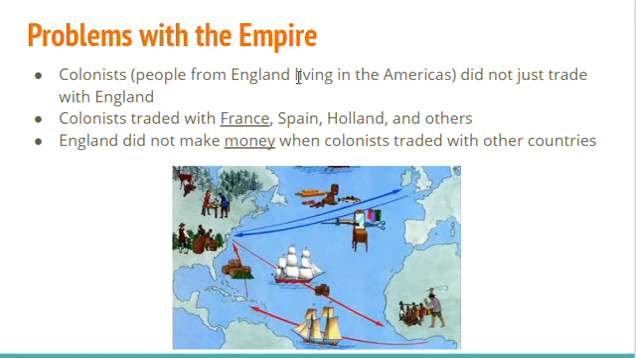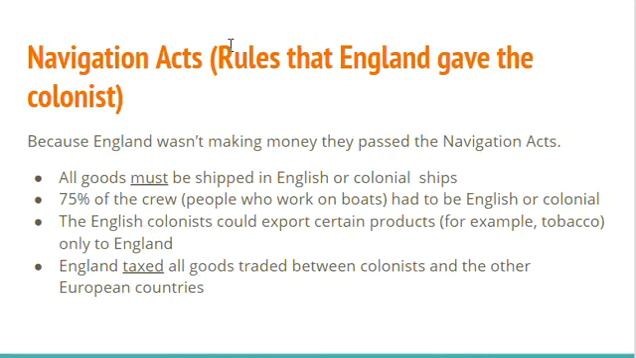People from England living in the Americas did not just trade with England. Colonists traded with France, Spain, Holland, and others. And England did not make money when colonists traded with other countries. So England passes the Navigation Acts. These are rules that England gave the colonists. And because England wasn't making money, they passed these acts.